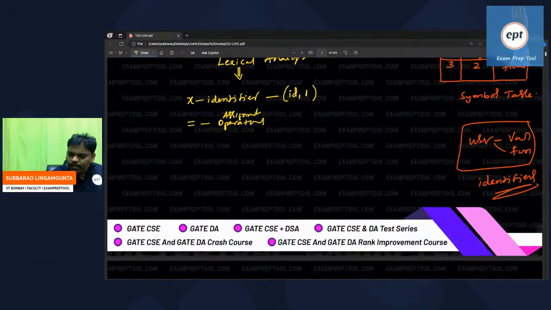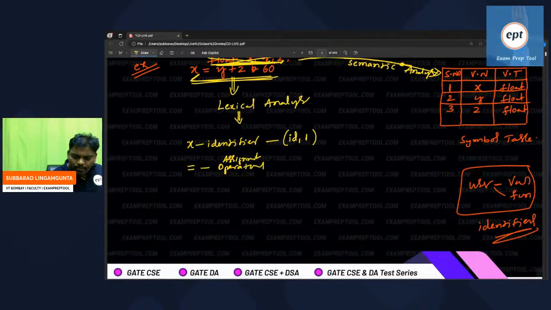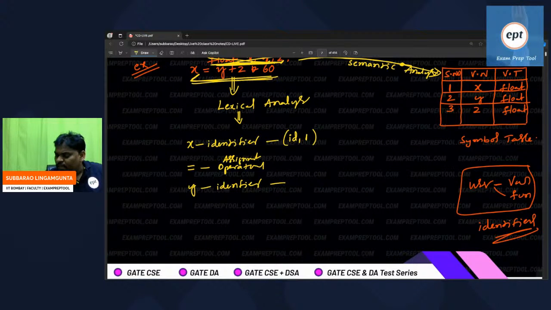Next one. After the assignment operator is over, Y came. The lexical analyzer is asking, hello Y, can you introduce yourself? Y says, I am an identifier. Immediately the lexical analyzer says, if you are an identifier, you should be there in the symbol table. Let me go and check. He verified it is in the second row, so he says your token number is ID, 2. From now onwards, if anyone asks you to introduce yourself, you need not say anything, just show this token number.